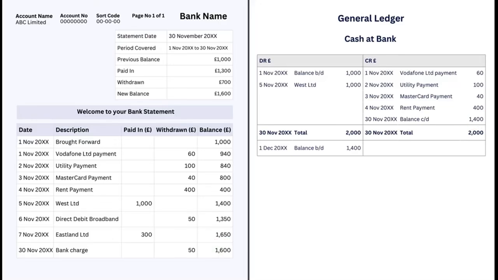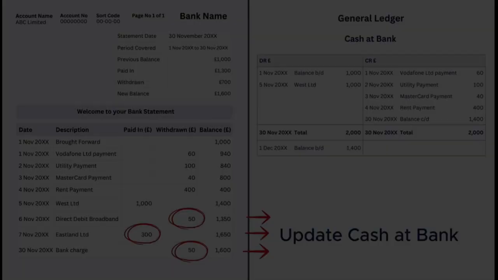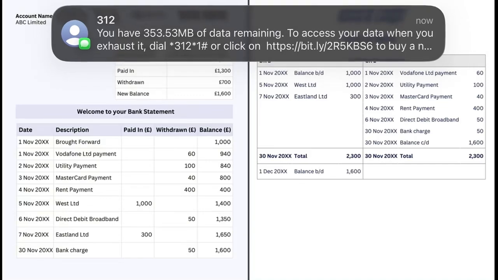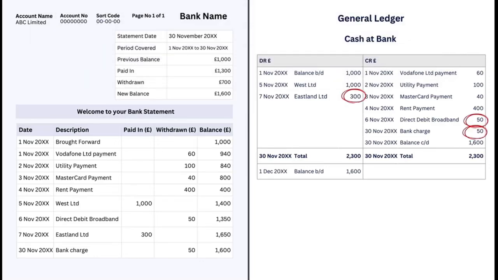We must update the cash at bank account for items that appear on the bank statement but are missing from our records. Looking at the bank statement, we can see several transactions that have not yet been recorded. The cash at bank ledger must be adjusted for all bank statement items not yet recorded in order for the balances to reconcile. Once these entries have been posted, the cash at bank account is fully updated and reflects the true cash position. The balancing figure, balance carried down, is written on the credit side to make the totals match.